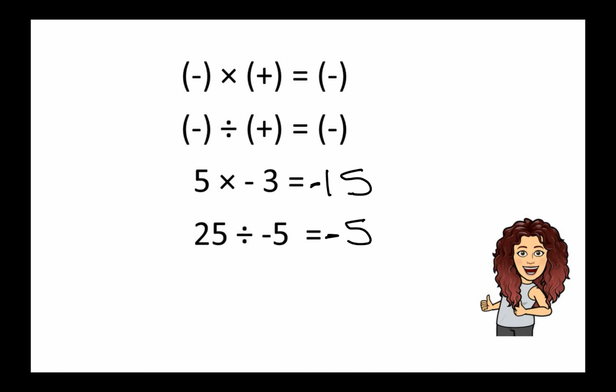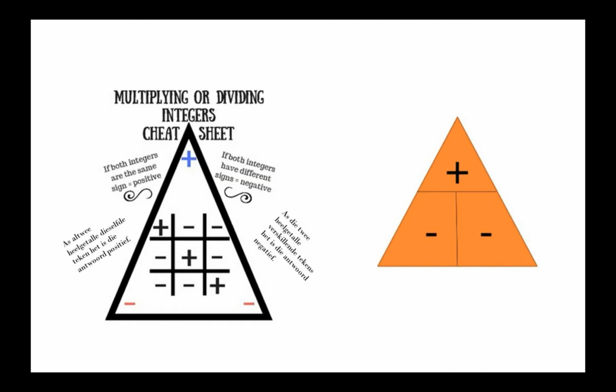What I did on the last page, I gave like a tip sheet for you that tells you the rules. Okay, so if both integers have different signs, in other words, I've got a negative times a positive, my answer will always be negative. Okay, if both integers have the same sign, in other words, I've got positive times positive, or I've got negative times negative, my answer will always be positive.